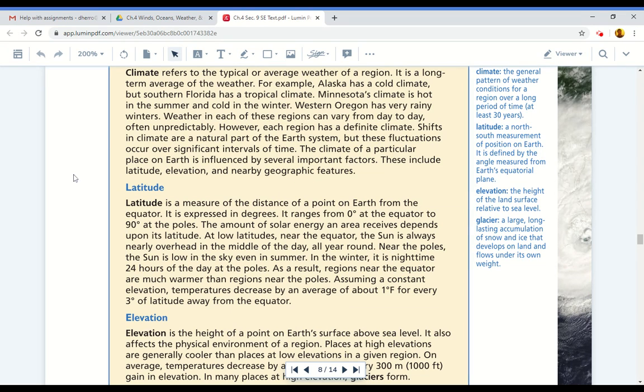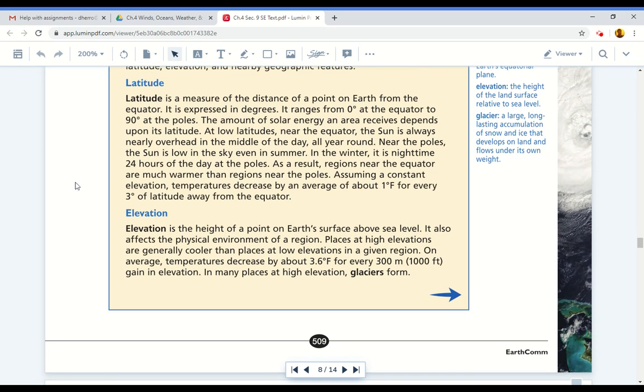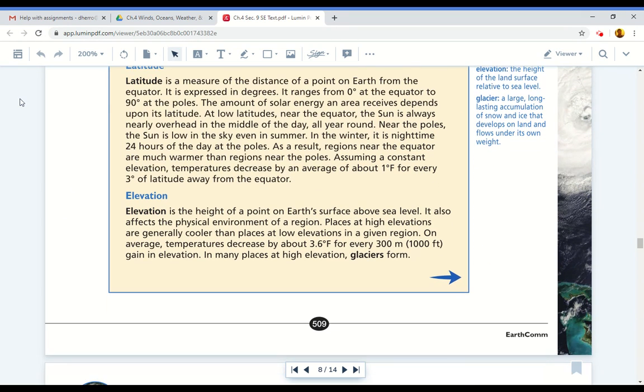The climate of a particular place on Earth is influenced by several important factors. These include latitude, elevation, and nearby geographic features. Latitude is a measure of the distance of a point on Earth from the equator. It is expressed in degrees. It ranges from 0 degrees at the equator to 90 degrees at the poles.